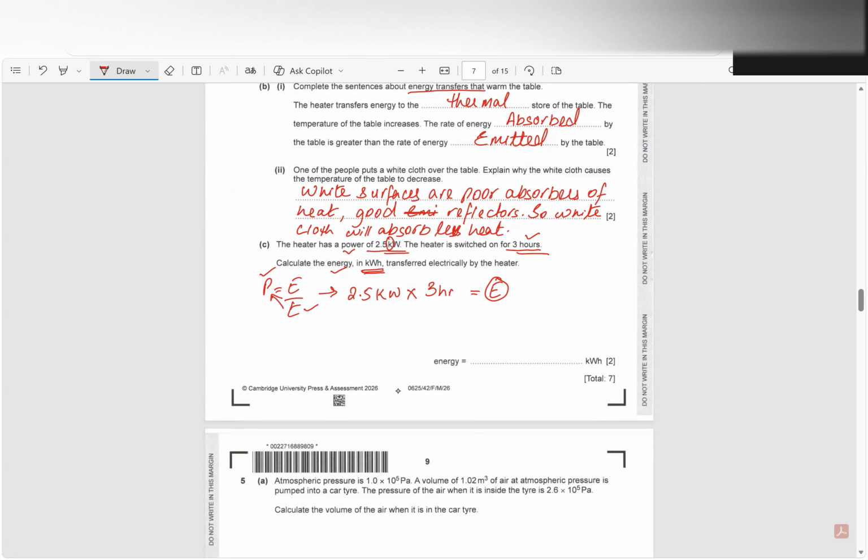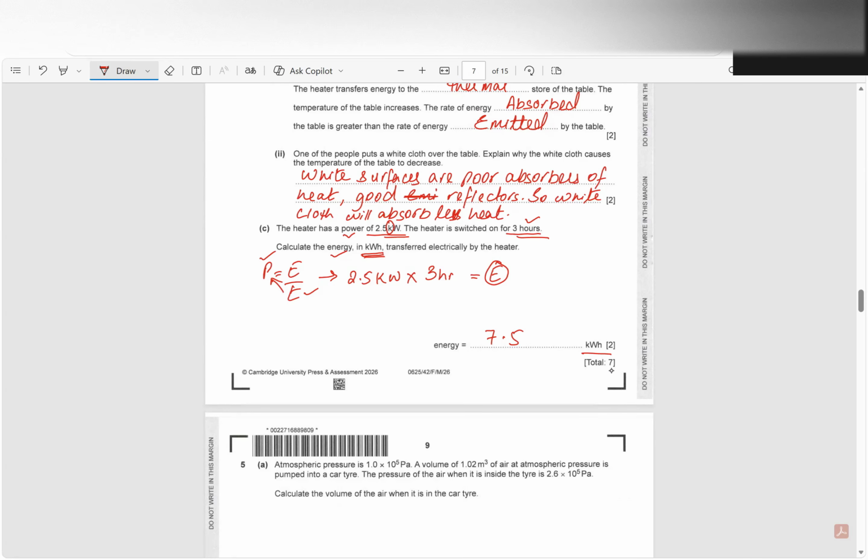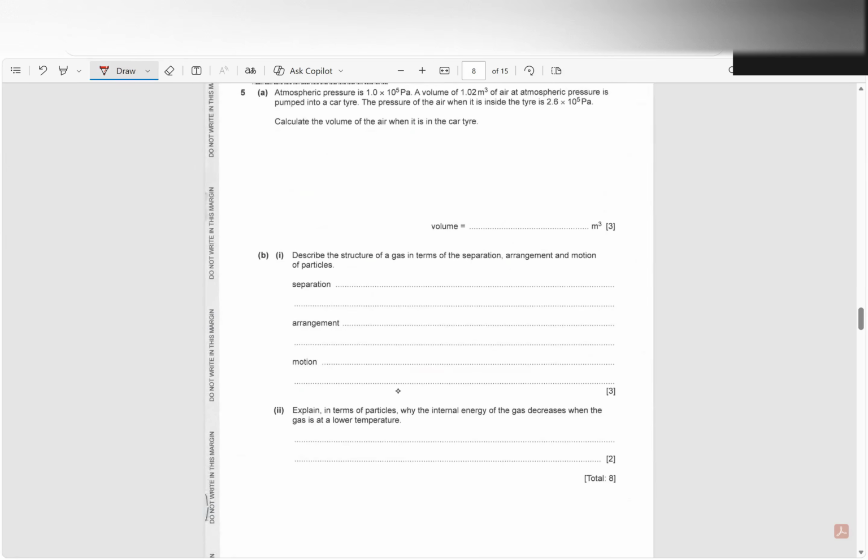So what's the answer? Yes, 7.5 kilowatt hour is going to be the final answer. Moving on to question number 5. We have question number 5 here in front of us. Let's read it out as well.